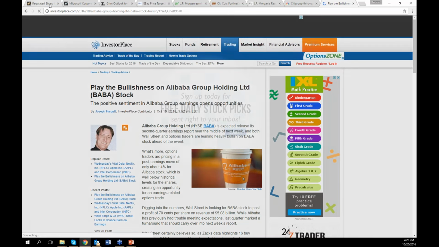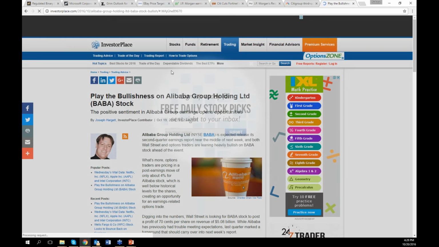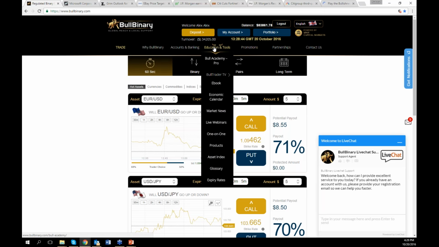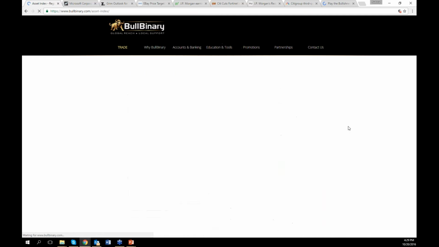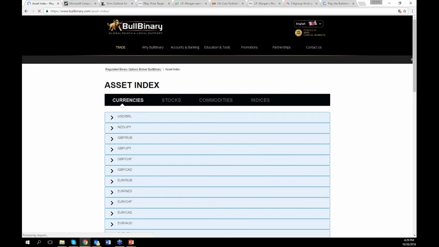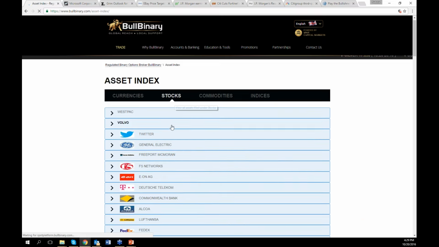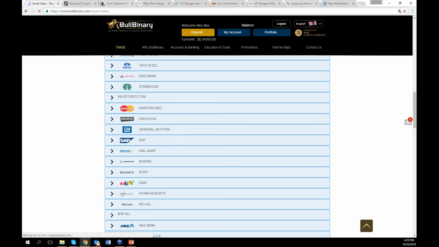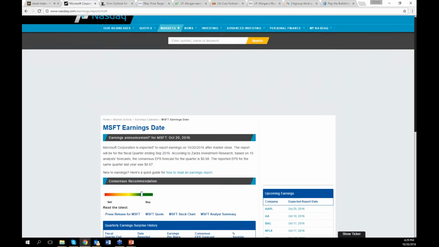Now, the best way in order to see which stocks you can trade is you can go to our platform, go to Education and Tools, Asset Index, Stocks, and then you know which companies are listed on our platform, and you know what to look for on the NASDAQ calendar.